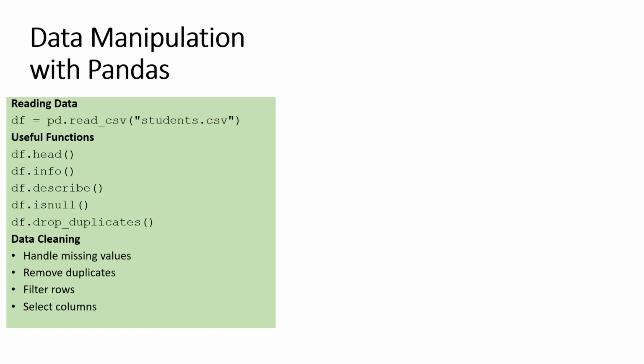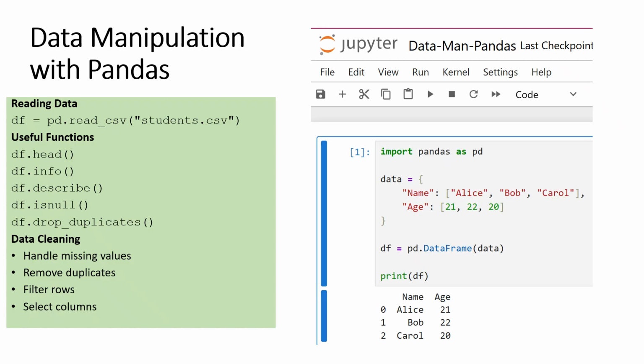For data manipulation, you can read CSV files, which is very important. Some useful functions are head, info, describe, isnull, and drop_duplicates. This is very important in data cleaning. It is able to handle missing values, remove duplicates, filter rows, select columns, and so on. So here we have again a similar DataFrame that has been defined, and you can manipulate it.